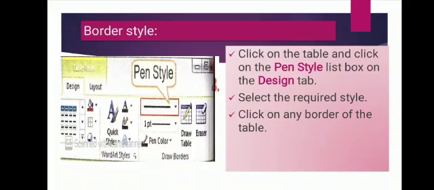So for this also you have to select the table that you want to change. Then click on the pen style list box on the design tab, and the design tab is present under the table tools. Then one menu will appear. You have to select the style that you want to change, and in this also the mouse pointer changes to a pencil shape. Now place the mouse pointer on any border of the table and click on it, or simply drag the mouse pointer on it, then the style will change.